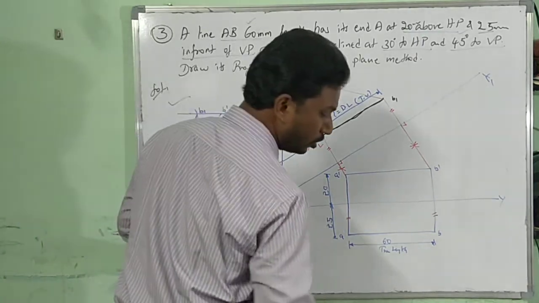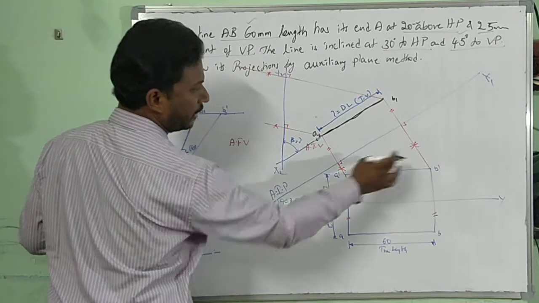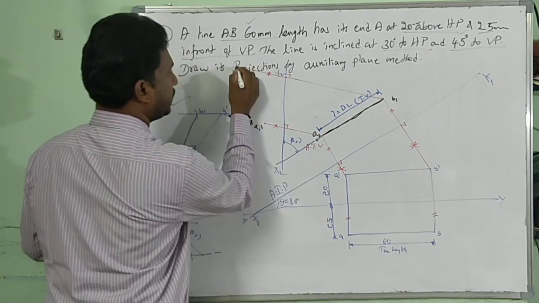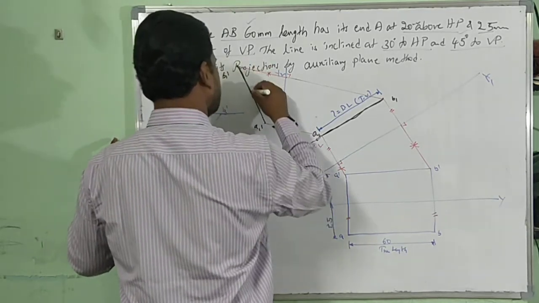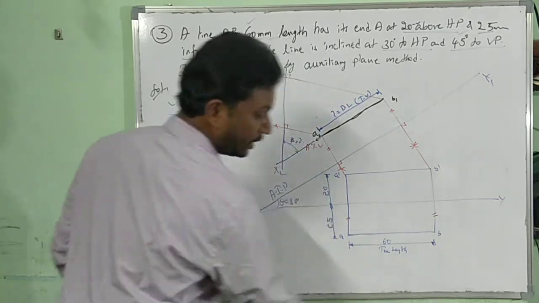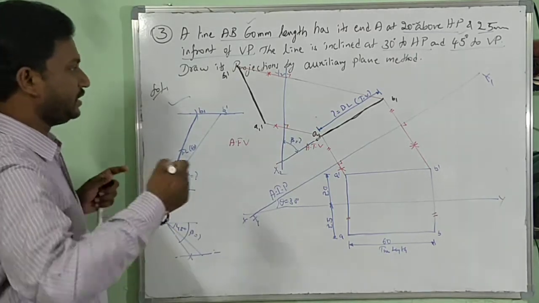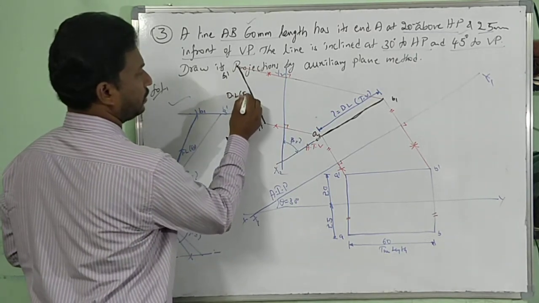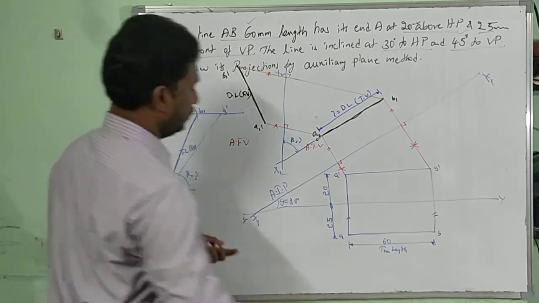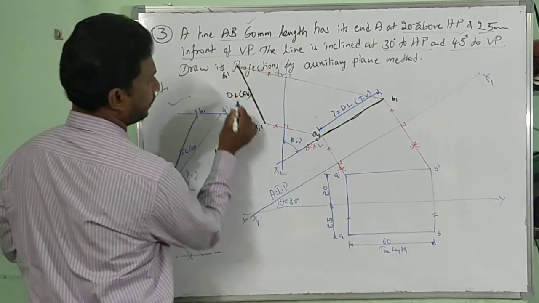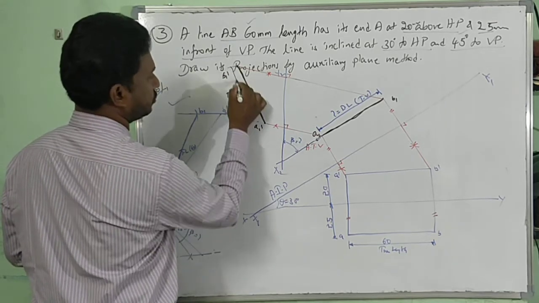Now you finally got two more points: A, B, A1, B1, A dash, B dash. Next is A1 dash, B1 dash. Join A1 dash, B1 dash. This is the diminishing length in the top view, and this is the diminishing length in the front view. You are supposed to measure it and do the dimensioning. My space is not enough. Still I can show you.